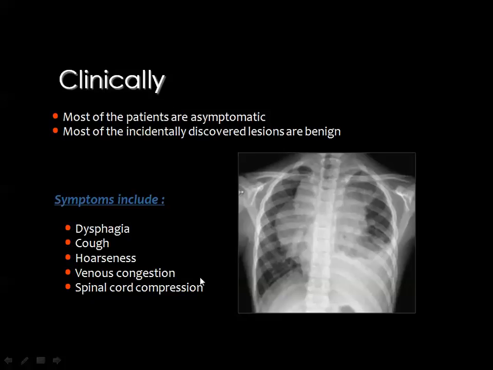The symptoms of mediastinal space-occupying lesions will include compressive symptoms related to compression of the esophagus, compression of the trachea, compression of the laryngeal nerve, compression of the veins, and the compression of the spinal cord.